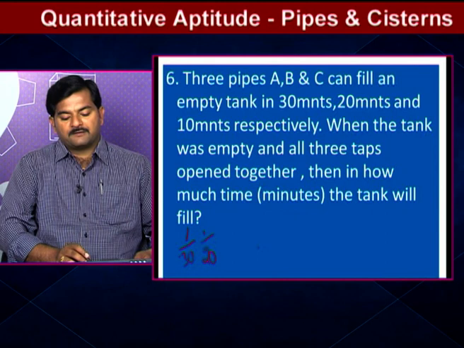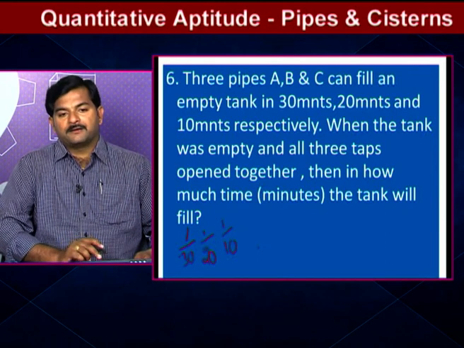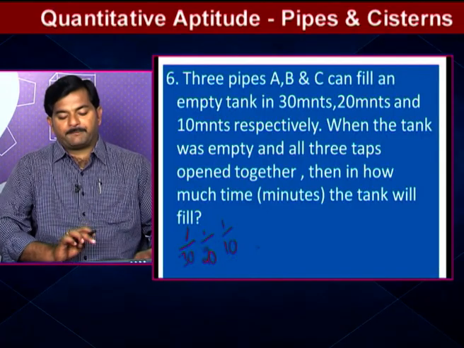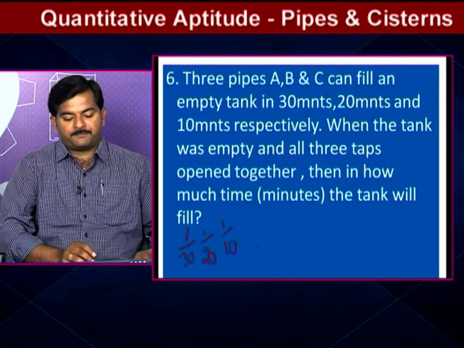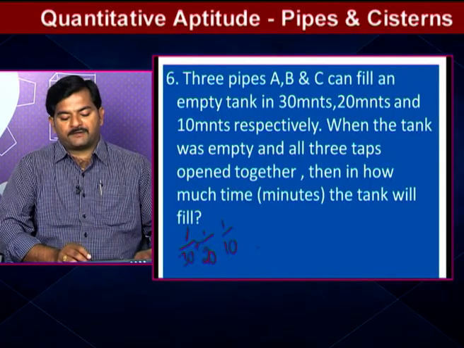Pipe C's 1 minute work, how much am I getting? 1/30. A pipe's 1 minute work, B pipe's 1 minute work, C pipe's 1 minute work. For example, if I am keeping a plus sign here, what does it mean? First A pipe's 1 minute work plus B pipe's 1 minute work plus C pipe's 1 minute work. That is, all the 3 pipes together can fill that much of the tank in 1 minute.